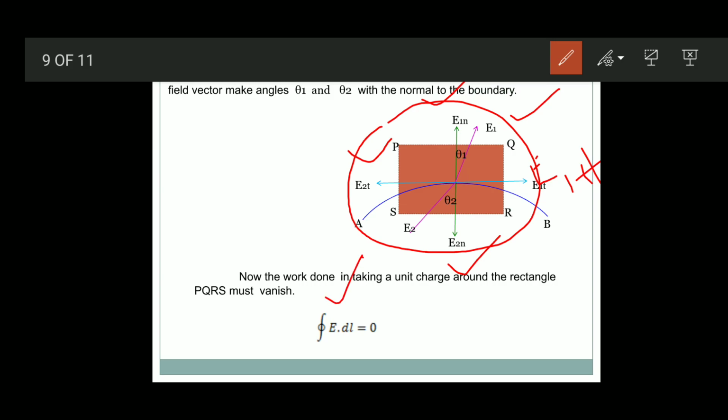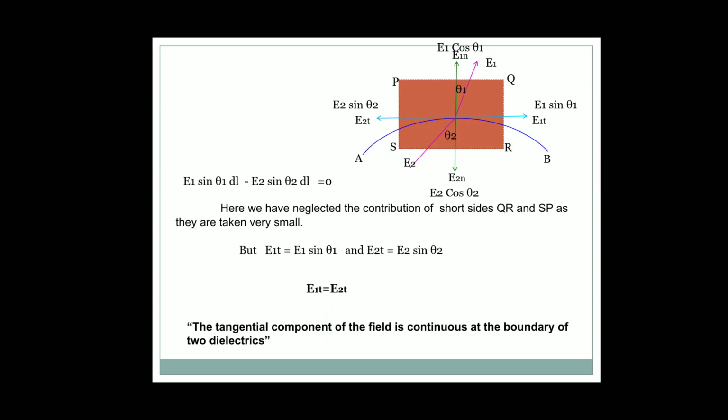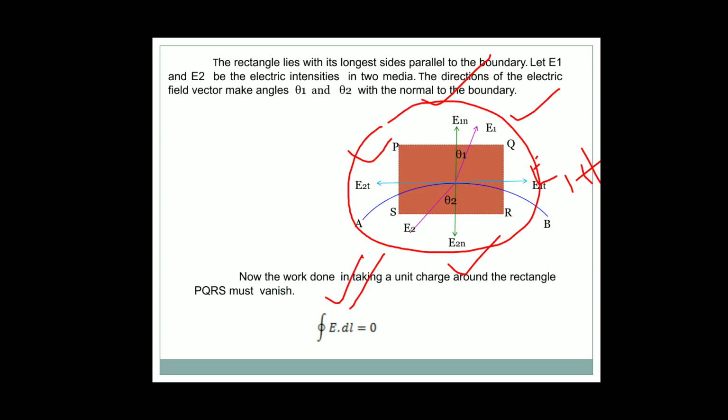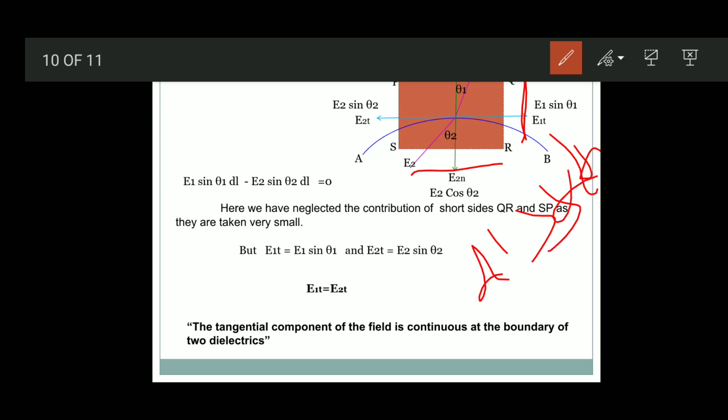This is equal to the force exerted on a unit positive charge, and dl is the displacement, so the total work done is 0. When we take this total line integral, this is dl, and this is taken as dB, the width. In this case, the width of the rectangle PQRS is very small in comparison with the length, so dl is much greater than dB. So the component along the width is very small.